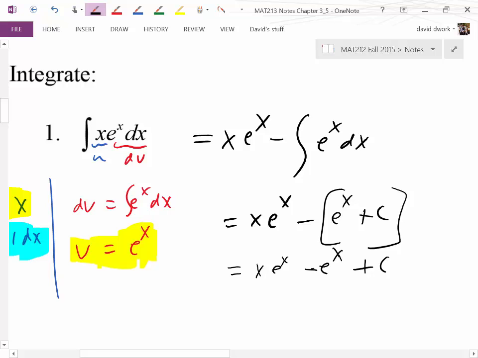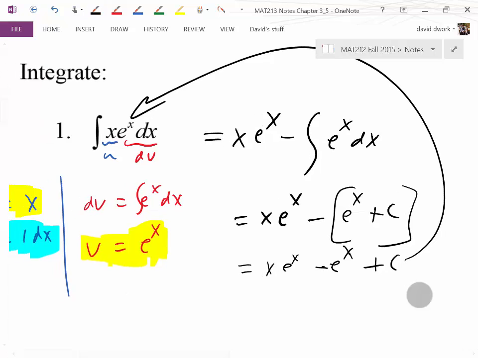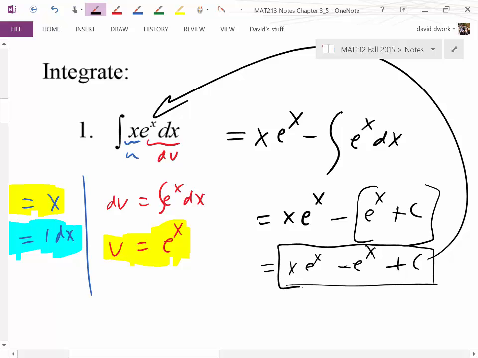So there we go. And of course, we could check this by taking the derivative of it. If you took the derivative, it would give you back x times e to the x. So that's kind of the fun part of this, the beautiful part of this. There is no way on earth you would have ever seen, just by looking at this, that your answer would have been x e to the x minus e to the x plus c. But after working it out this way, we can do it.